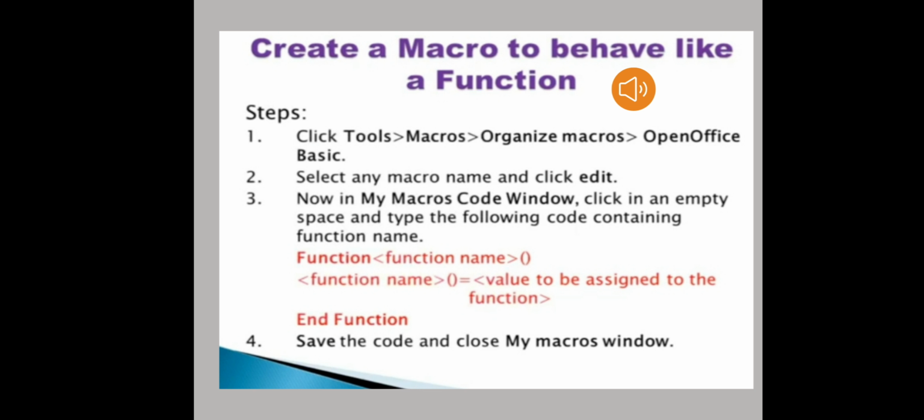Now in My Macros code window, click in an empty space and type the following code containing the function name. This is the code. Don't worry, you don't have to learn it. It will not be coming in your exam, this code. Then save the code and close the My Macros window.